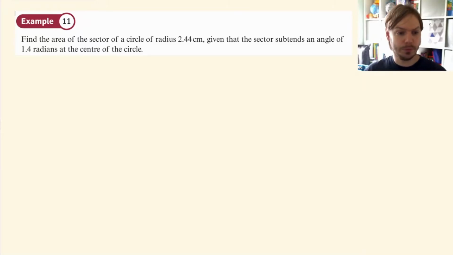Okay, so we've looked at the formula for area of a sector. The first couple of examples are basically just plugging numbers into formulas, so we'll run through them fairly quickly. So I've got to find the area of a sector. The radius is 2.44, given that the sector subtends an angle, forms an angle of 1.4 radians.